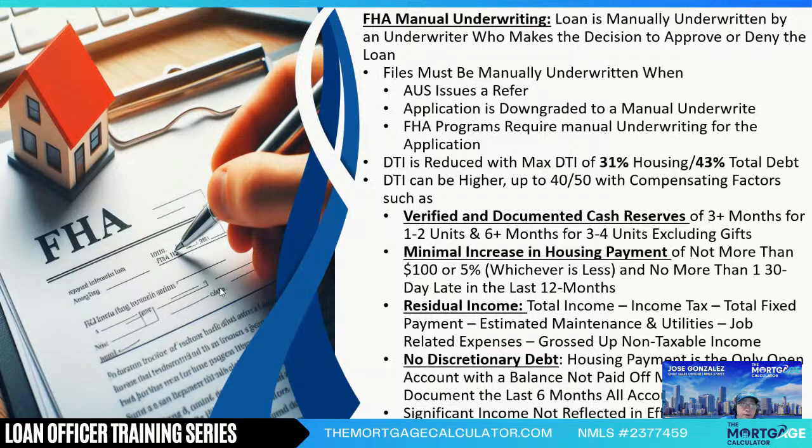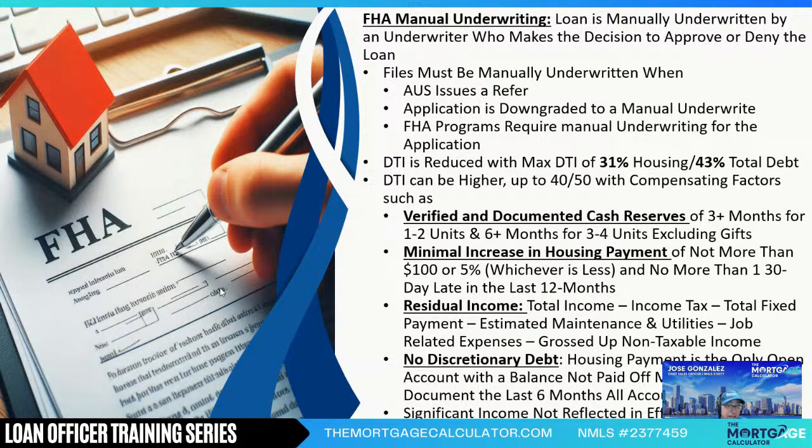And another compensating factor for manual underwriting is no discretionary debt. In other words, the housing payment is the only open account with a balance not paid off monthly. That doesn't mean they can't have any accounts that they're making payments on.